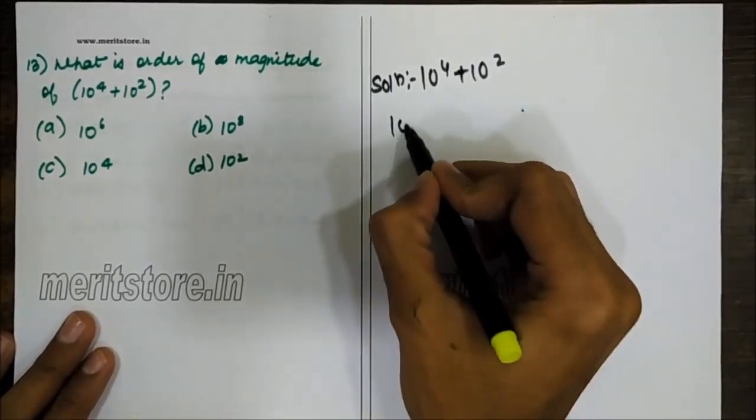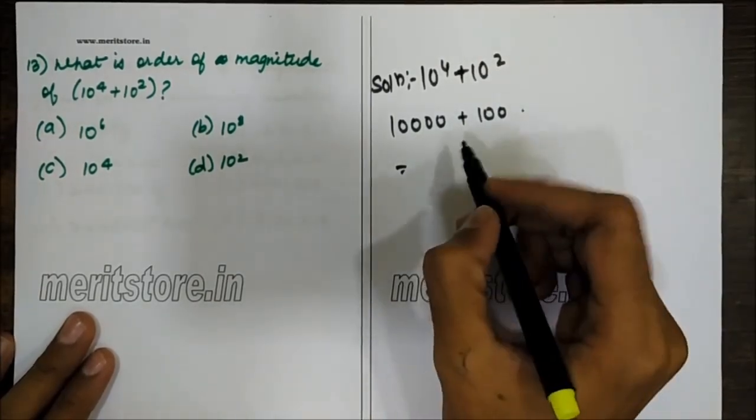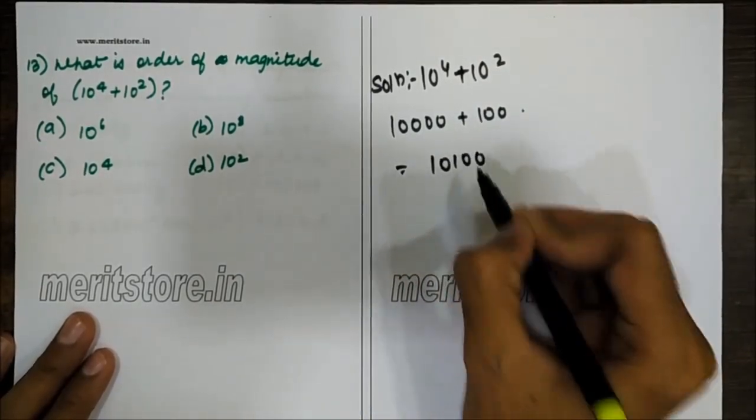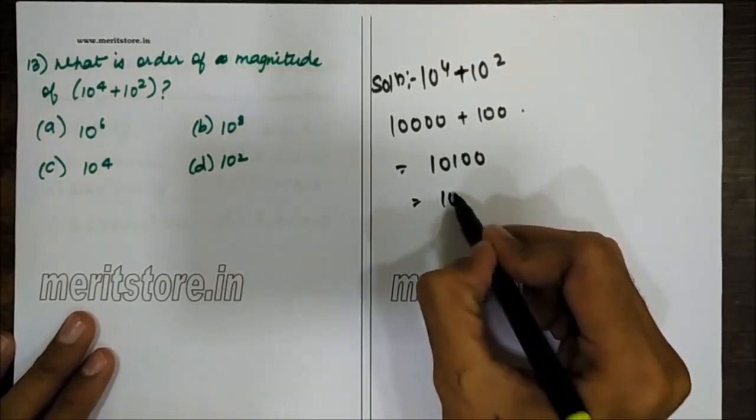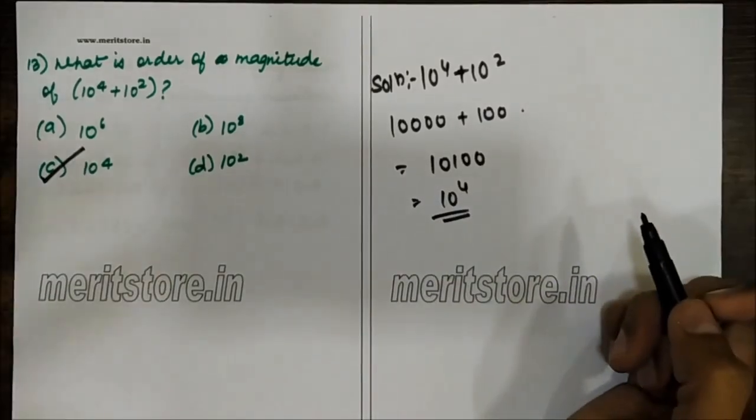So for 10 raised to 4 we have 1 2 3 4 zeros. For 10 raised to 2 we have 2 zeros. After adding we get something like 10100, right? So its order of magnitude is 10 raised to 4. So the total order of magnitude of the entire sum is 10 raised to 4.